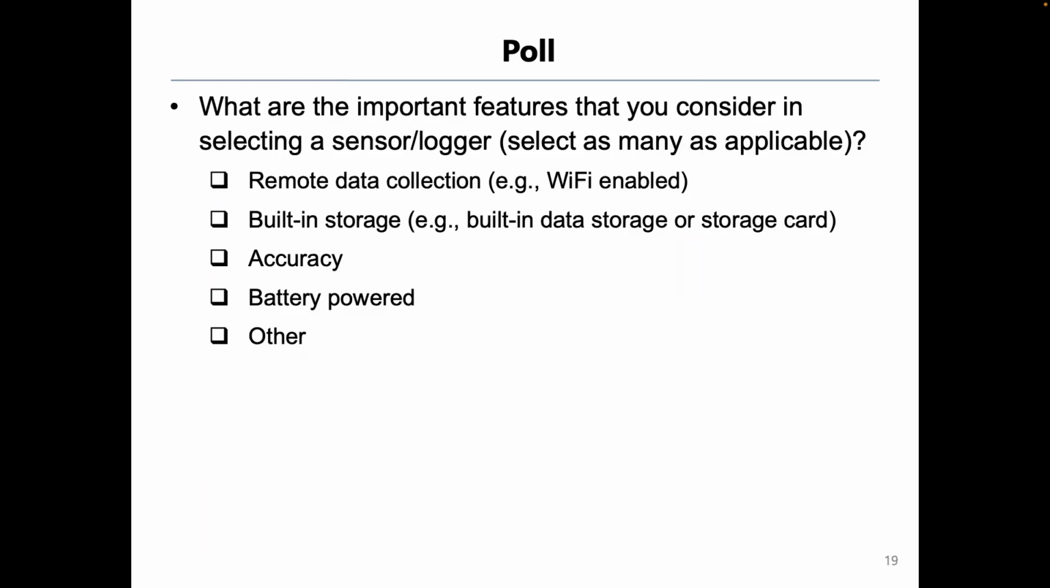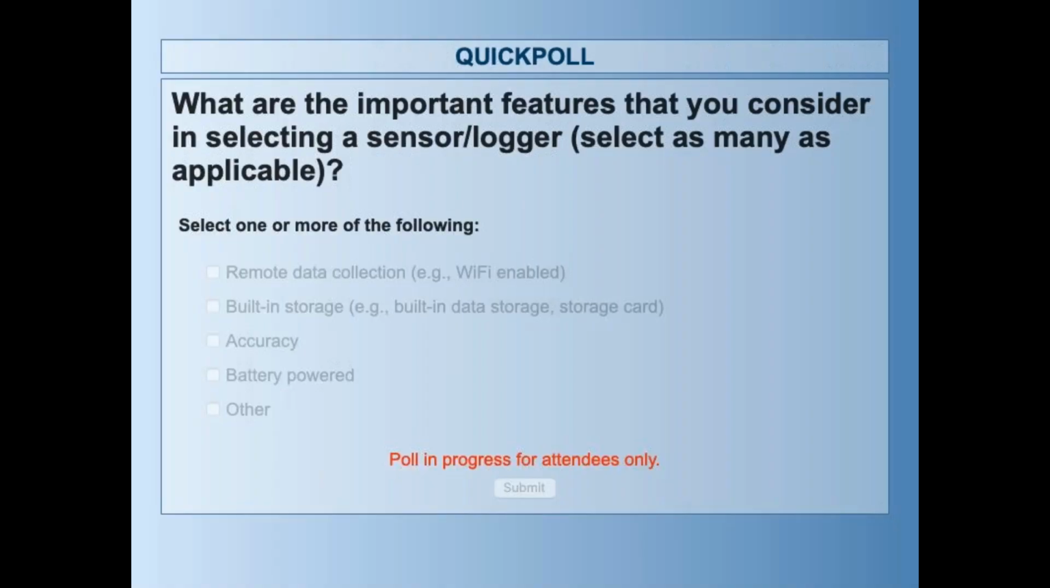So let's run another poll. It would be very important because some of these are the challenges we encounter ourselves. The question is, what are the important features that you would consider in selecting a sensor or logger? Please select as many as applicable. Like, are you interested for the sensors to be only Wi-Fi only, or maybe Wi-Fi with the built-in storage? So meaning you do not have to go to the site.